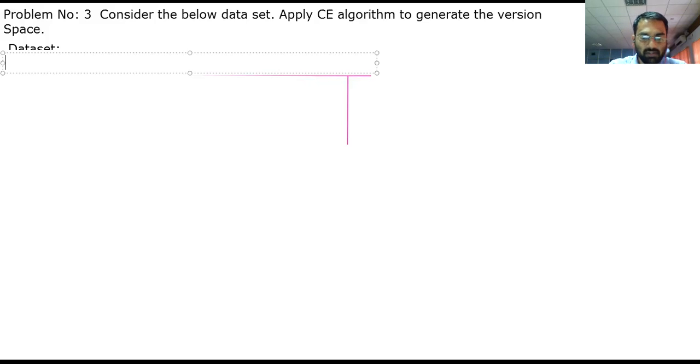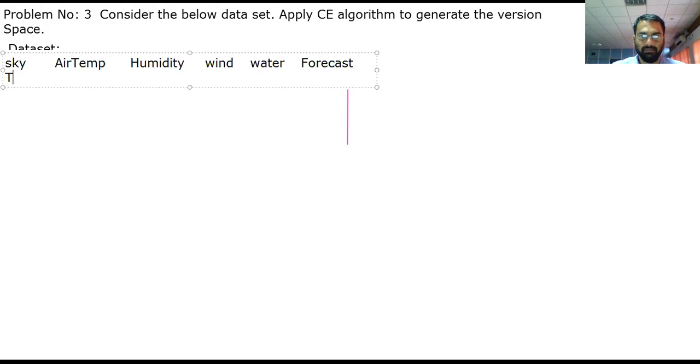Okay. The first chart. This is important from your exam point of view. This data set is asked many times in exams. The first attribute is sky, air temperature, humidity, wind, water, forecast, target.